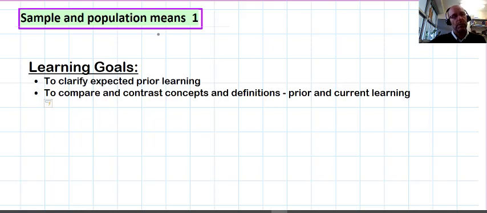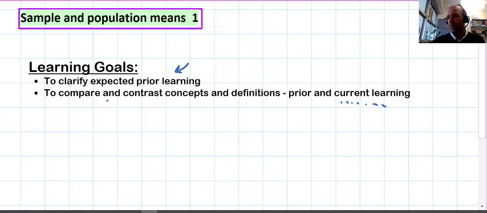Okay, sample and population means, part 1. So we're clarifying, if you're watching this video, what you should have learned already, prior learning, and then we're going to compare and contrast the concepts and definitions that you may have seen in your prior learning with the current learning, which starts with this video. Again, we're going to look at sample means and population means.